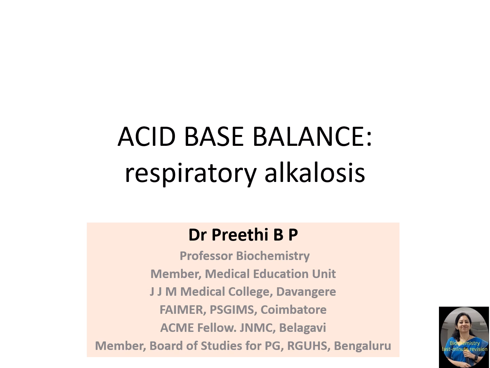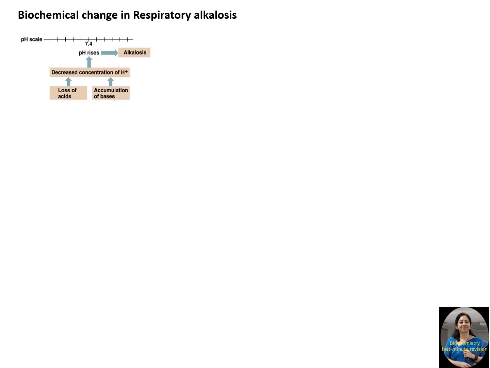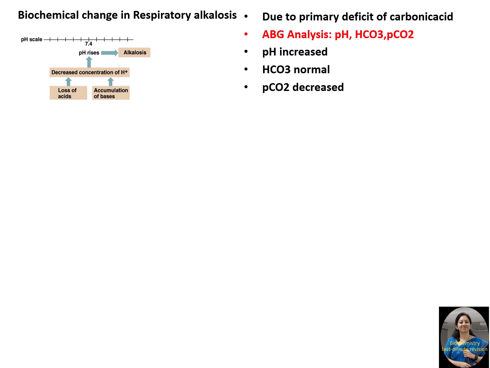This video is on acid-base balance, specifically respiratory alkalosis. What is the basic biochemical change in respiratory alkalosis? It is mainly characterized by loss of acids, especially carbonic acid. This decreases the hydrogen ion concentration, as a result of which pH increases because both are negatively related, and this results in the development of alkalosis.